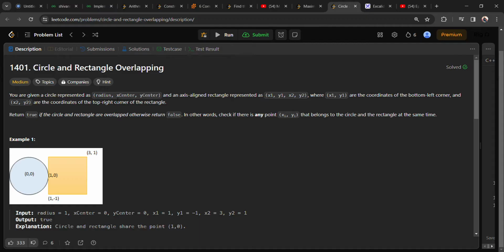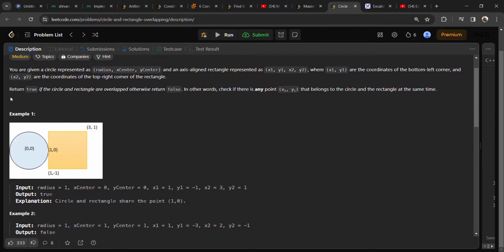its x center, its y center, and an axis-aligned rectangle represented as x1, y1, x2, y2, where x1 and y1 are the coordinates of the bottom left corner, which means that x1 and y1 are the coordinates of this corner, and x2 and y2 are the coordinates of the top right corner. So x2 and y2 are the coordinates of this particular point.